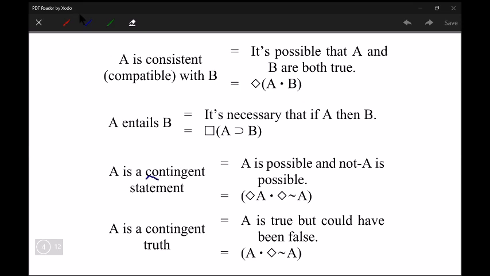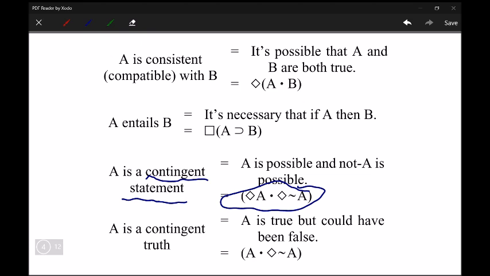Contingent statement. If you say A is a contingent statement, you mean it could be true, it could be false. It's possible that A, it's possible that not A. If something is necessary, strictly speaking, it's also possible. That is, it's true in some possible world. So contingent statement is not the same as possible. It's the same as it could be true or it could be false. Whereas if you say possible, you're saying it could be true. Maybe it's necessary that it's true.